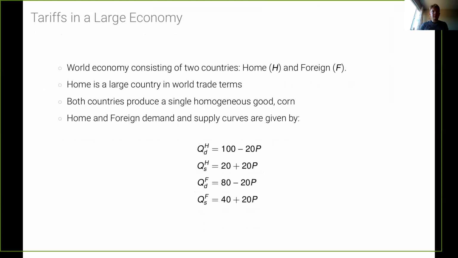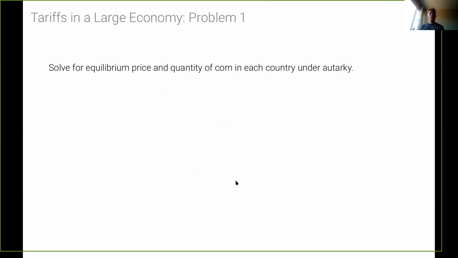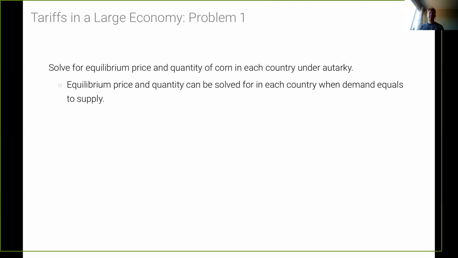So let's consider that both countries are going to produce a single homogeneous good. Let's call it corn. And we have these given equations for home and foreign's demand and supply. These equations tell us that home's demand is going to be downward sloping, foreign's demand is going to be downward sloping, and home and foreign supply is going to be upward sloping. Okay. So problem one is going to ask us to solve for the equilibrium price and quantity of corn in each country under autarky.